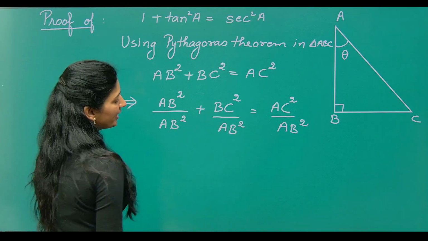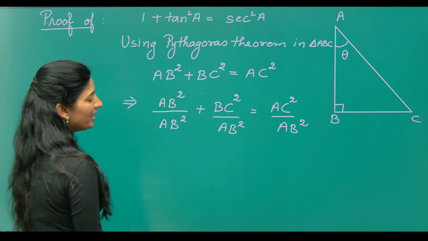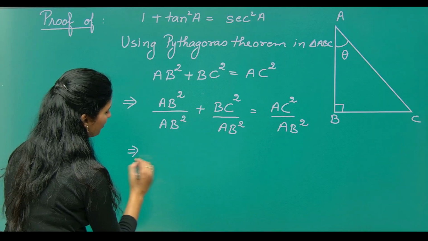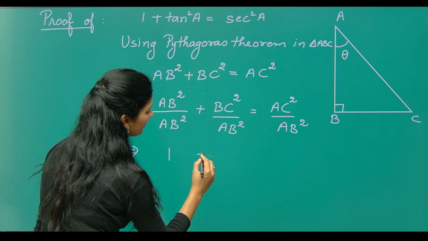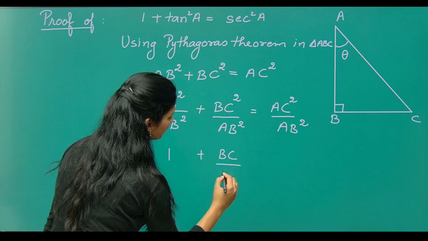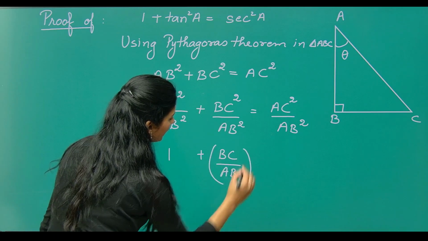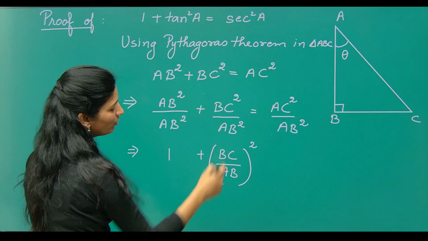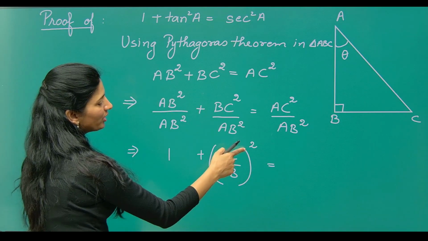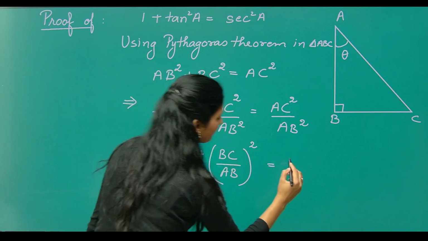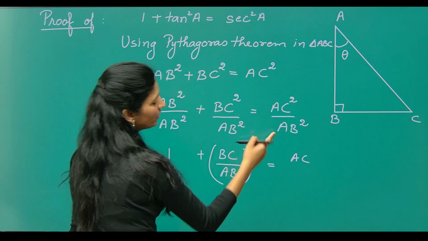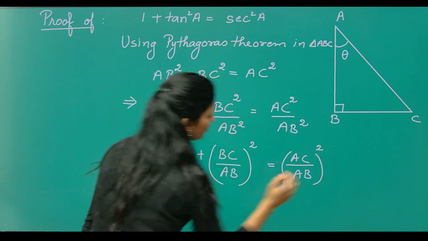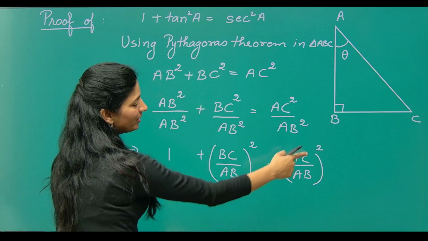So this is what I get if I divide both the sides by AB whole square. Now this gets cancelled out and I get 1 over here. So this will be 1. My second term of the left hand side will become BC divided by AB whole square. I have taken the exponent common as the exponents were same here. Same I'll do for this term. So this becomes AC divided by AB whole square.